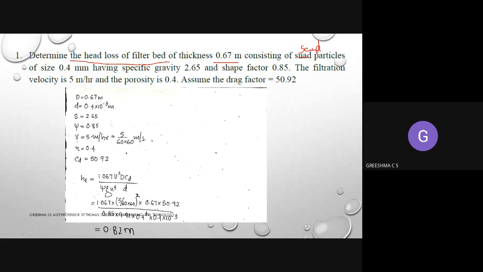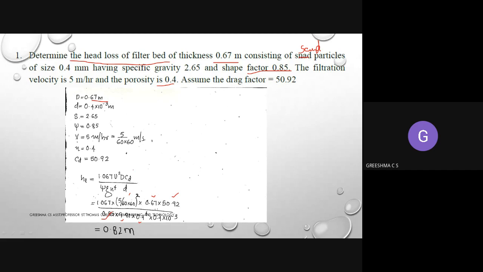D is the depth and not diameter, depth of the filter bed. Okay, so that is 0.67. So 0.67 into CD, coefficient of drag, 50.92, divided by psi, which is the shape factor, 0.85, into G. G is 9.81. N is porosity, 0.4 is given. Okay, N is porosity, 0.4 is given.